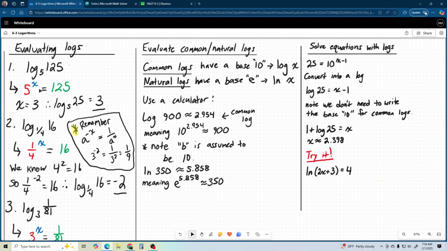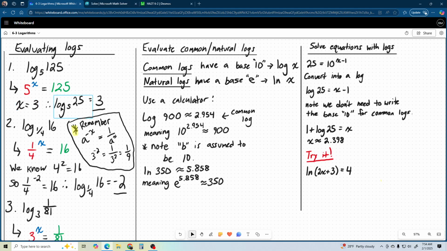So 5 is our base, 125 is our result, x is the thing we don't know, right? Because this doesn't say equals x or anything like that. So x is our exponent here, right? So basically 5 to the what equals 125. Well, we know that 5 to the third is 125, so we know that x has to equal 3.